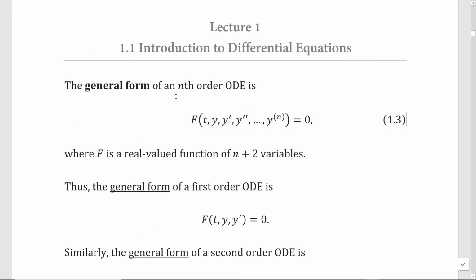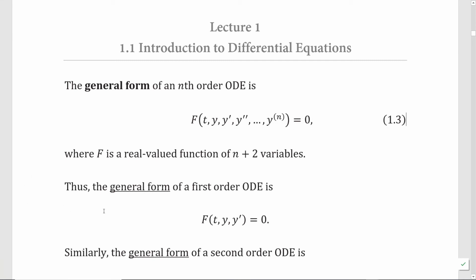The general form of an nth order ordinary differential equation is given by this. Here f is a real valued function of the independent variable t, the dependent variable y, and its derivatives up to the order of n. So we have n + 2 variables here.